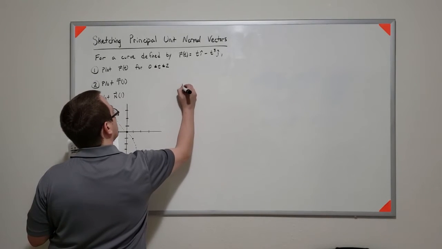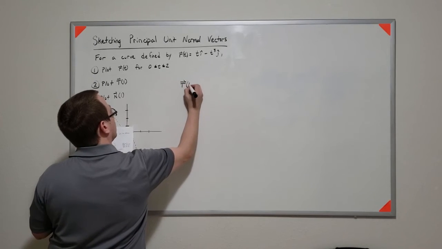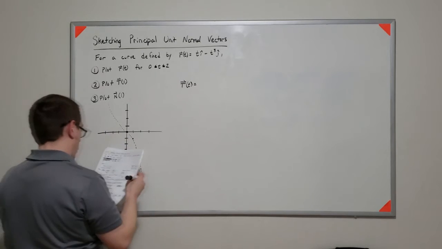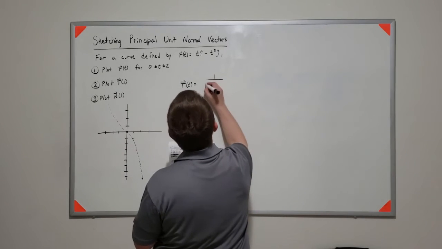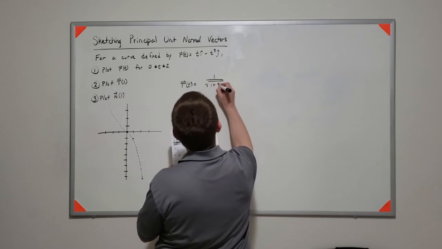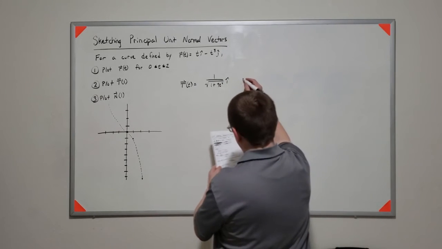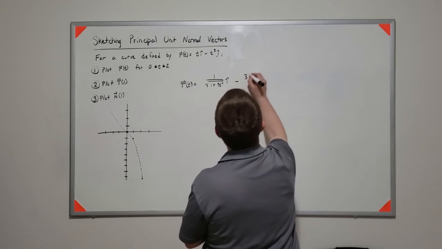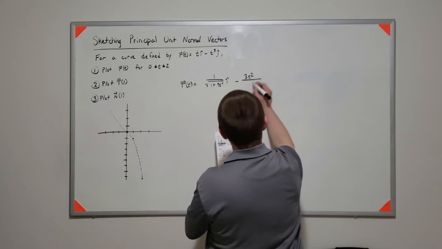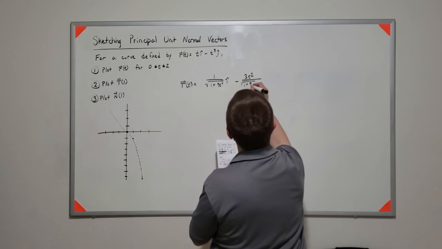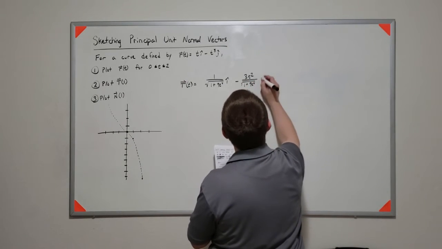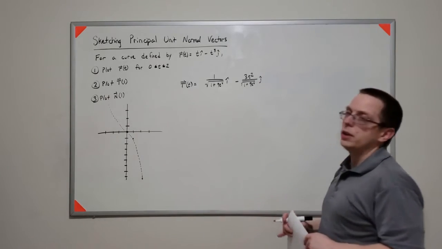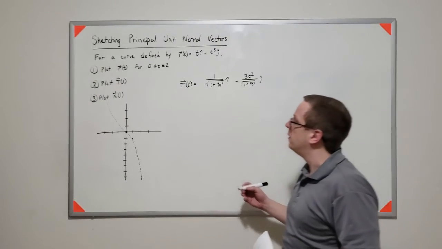So our tangent vector is 1 over the square root of 1 plus 9t to the 4th i minus 3t squared over the square root of 1 plus 9t to the 4th j. So that's T, and that's not too bad.